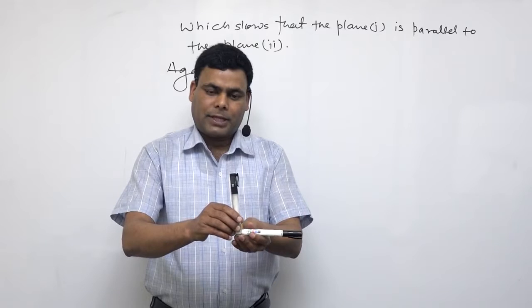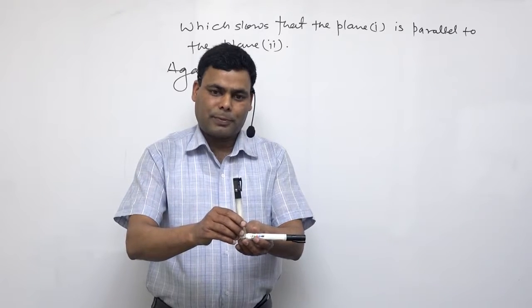If two planes are perpendicular to each other, then normals to these planes will also be perpendicular.